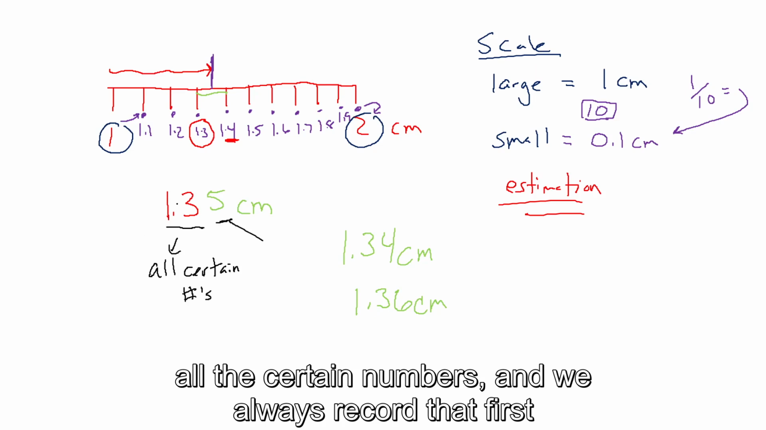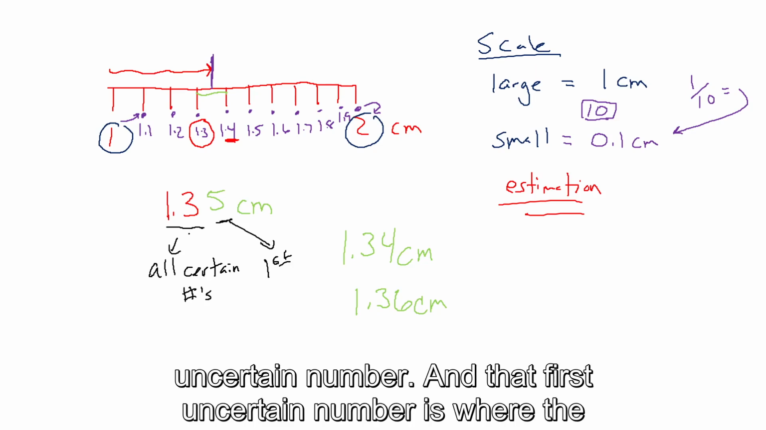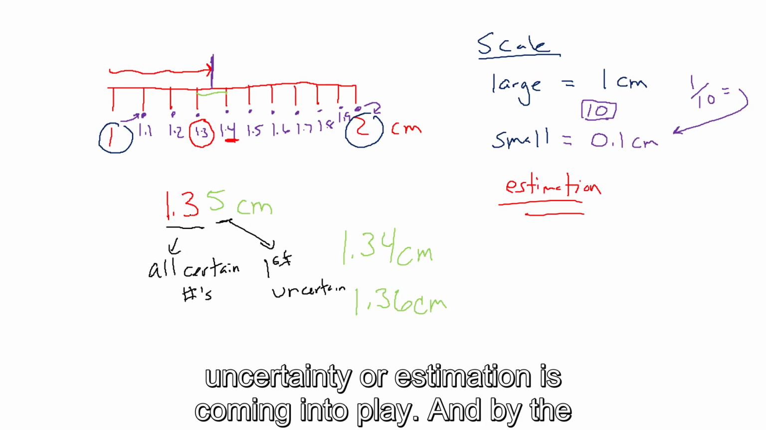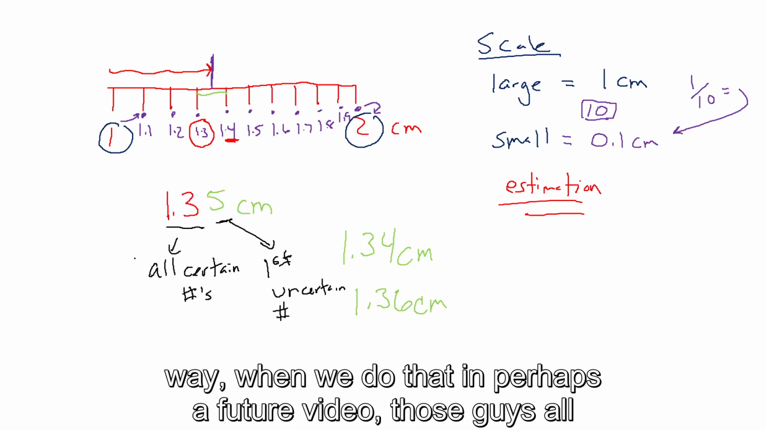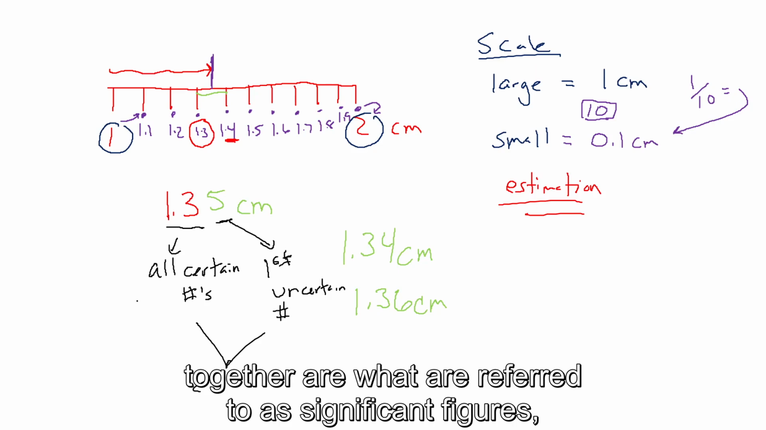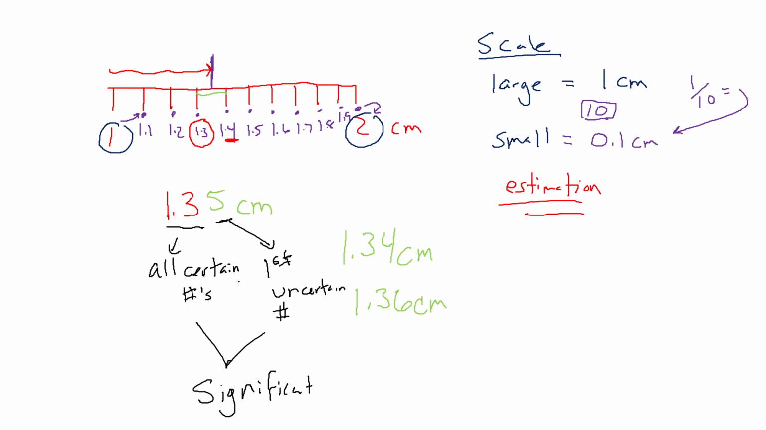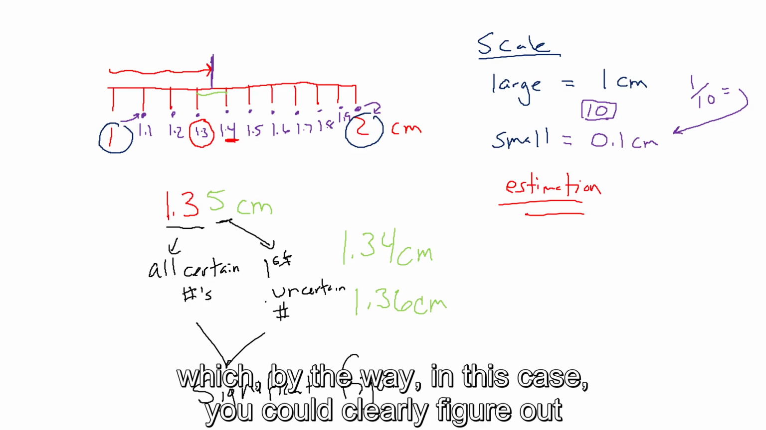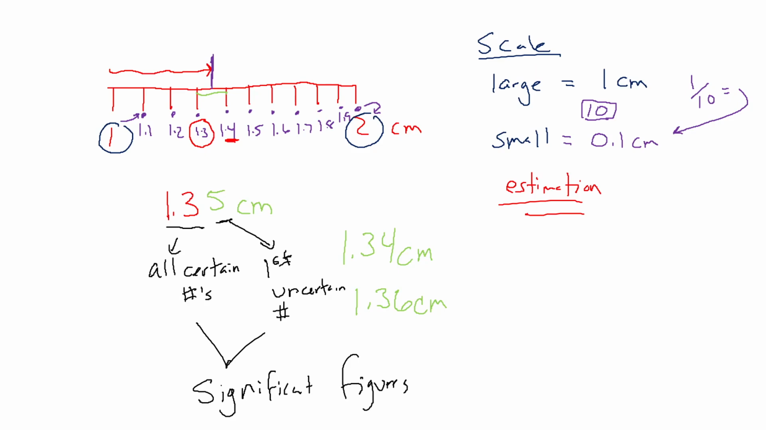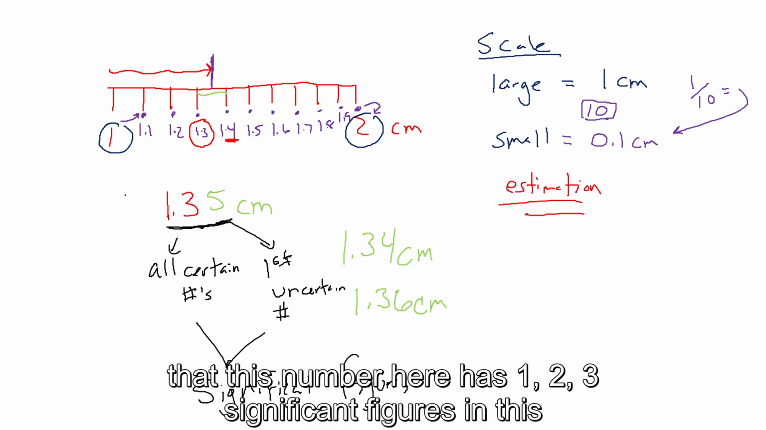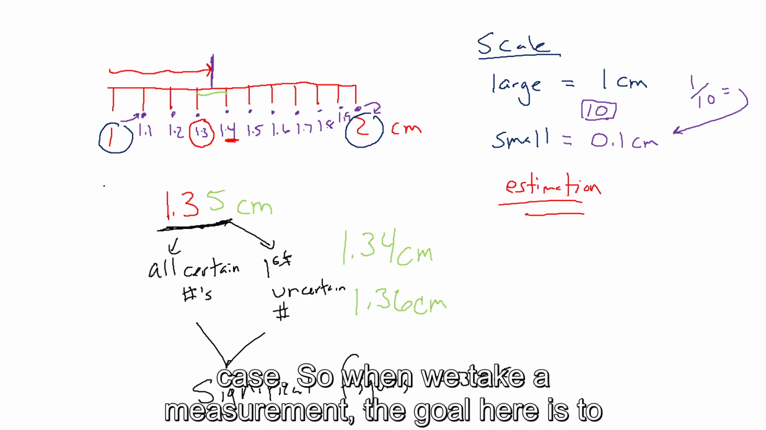And we always record that first uncertain number. And that first uncertain number is where the uncertainty or estimation is coming into play. And by the way, when we do that, in perhaps a future video, those digits all together are what are referred to as significant figures, which, in this case, you could clearly figure out that this number here has 1, 2, 3 significant figures.